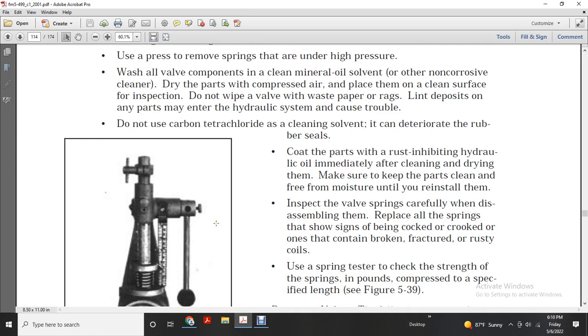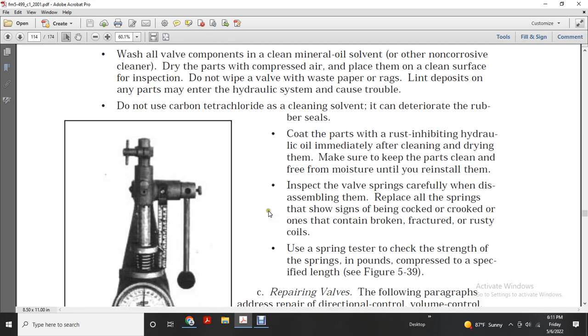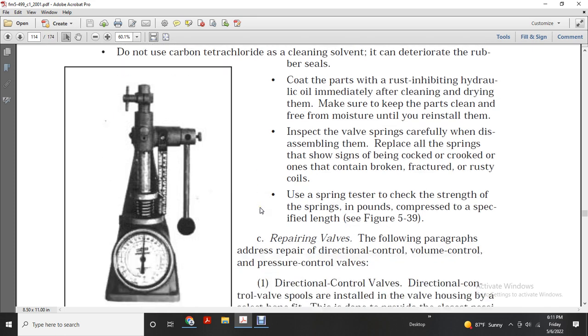Inspect the valve springs carefully when disassembling them. Replace all springs that are cocked or crooked, or that contain broken, fractured, or rusty coils. Use a spring tester to check the strength of the spring, in pounds compressed, against the specified limit.